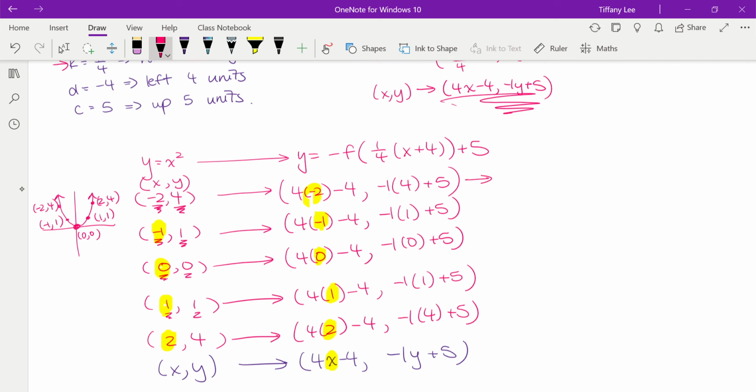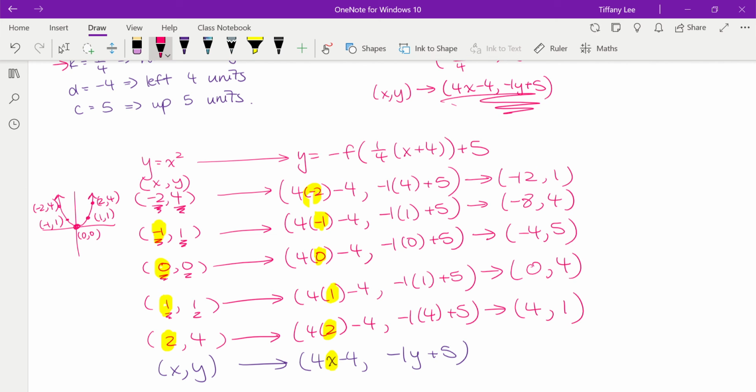And then just calculate that. So then we get negative 12 and positive 1, negative 8, yeah. Negative 8 and 4, negative 4, 5. Hopefully I've calculated this correctly. 0 and 4. Please let me know in the comments if I did not. And there you go. These are your new coordinates. Woohoo!